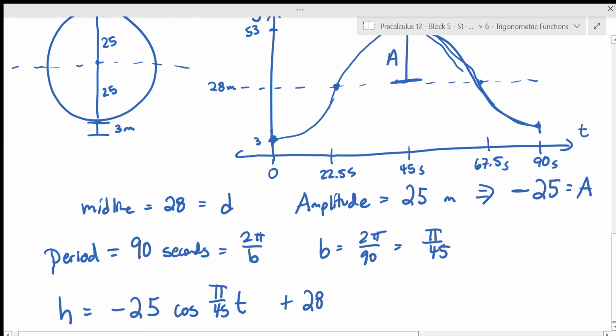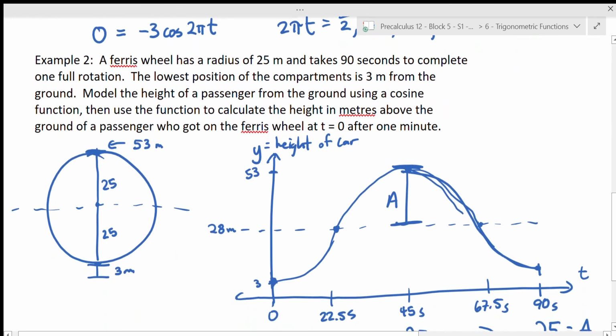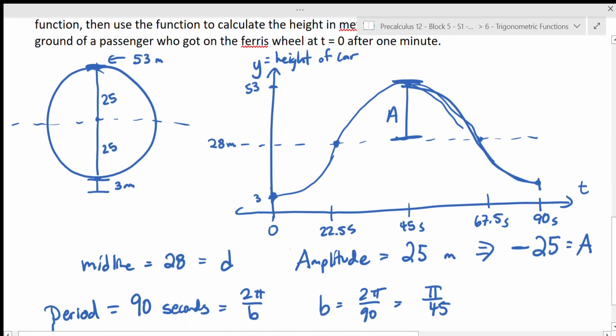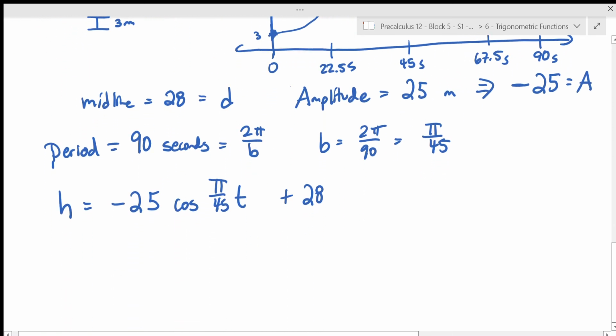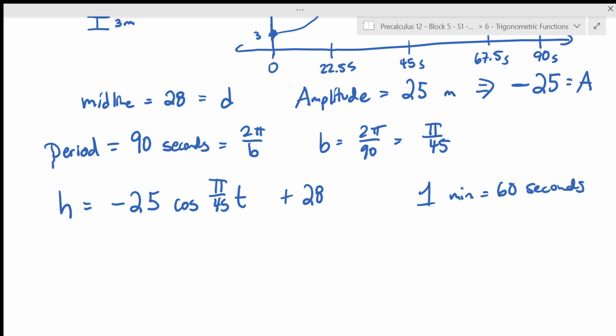Now, if I want to use it for the second part of the question, to figure out the height of a passenger who got on at the ground, at t equals 0, after 1 minute. So 1 minute is 60 seconds. We have to make sure that since we used 90 as our period, we use 60 as our input. So their height is going to be negative 25 times cosine of 60 over 45, which is going to cancel to 4 pi over 3, if we divide everything by 15, plus 28.